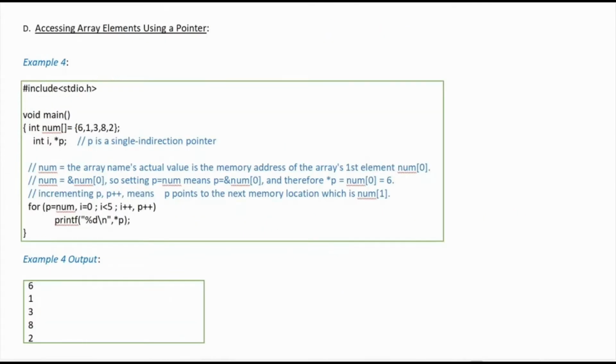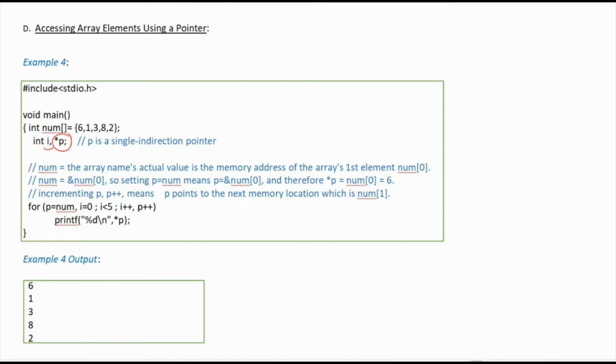In this fourth example, we declare the same 1D array with the same values 6, 1, 3, 8, 2, but this time we are using a single indirection pointer p. As you can see here, we declare p with a prefix asterisk, so that makes p a single indirection pointer, while I here is an ordinary integer variable.